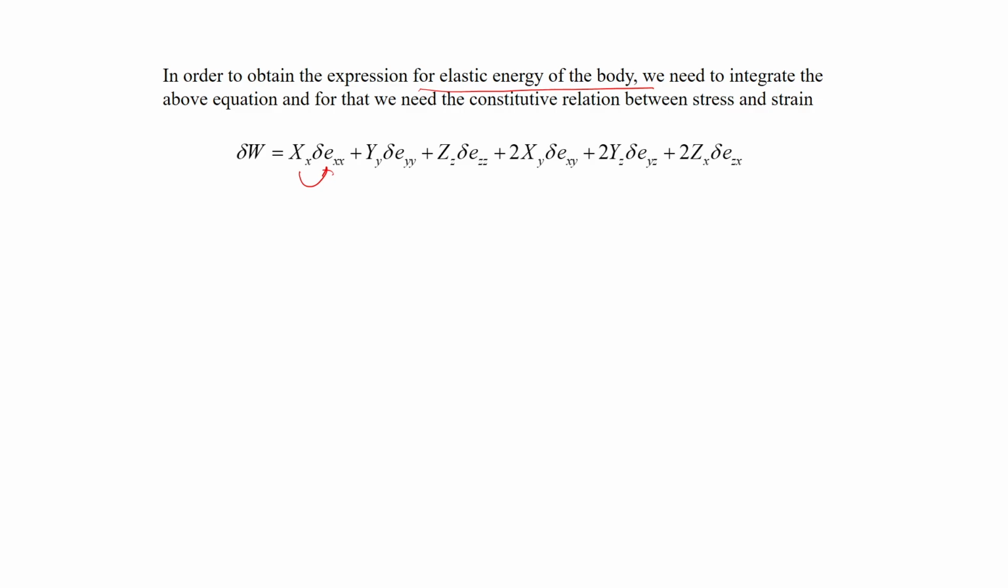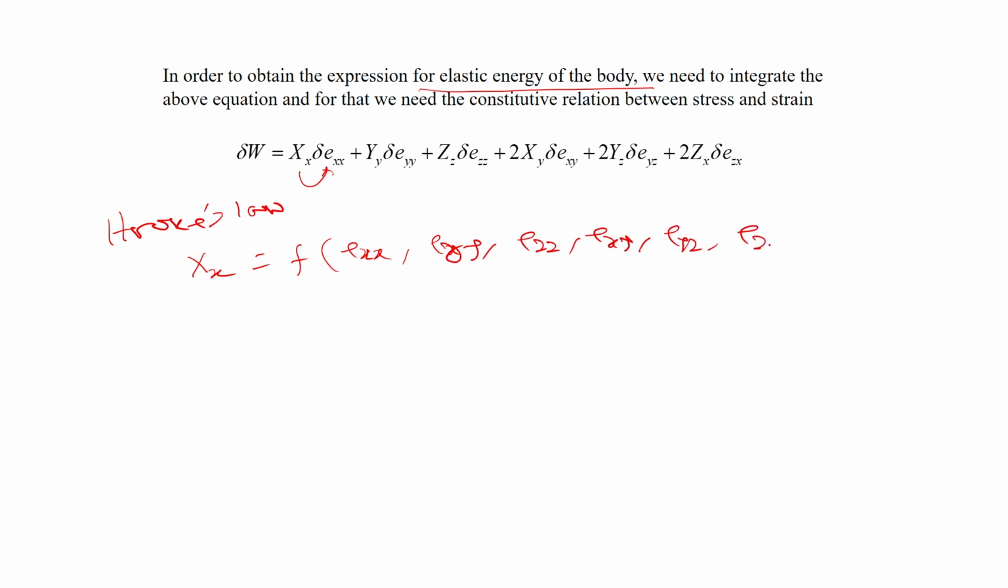So, the simplest constitutive equation that we can think of is known as Hooke's law, and the generalized form of Hooke's law states that every component of the stress tensor, so that is σxx, should be linearly dependent on every component of the strain tensor. So, εxx, εyy, εzz, εxy, εyz and εzx.